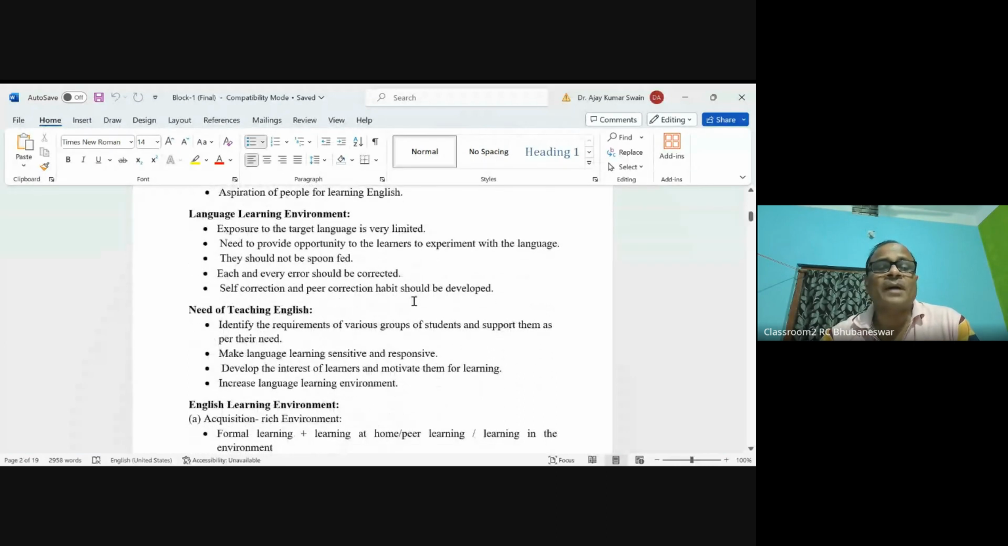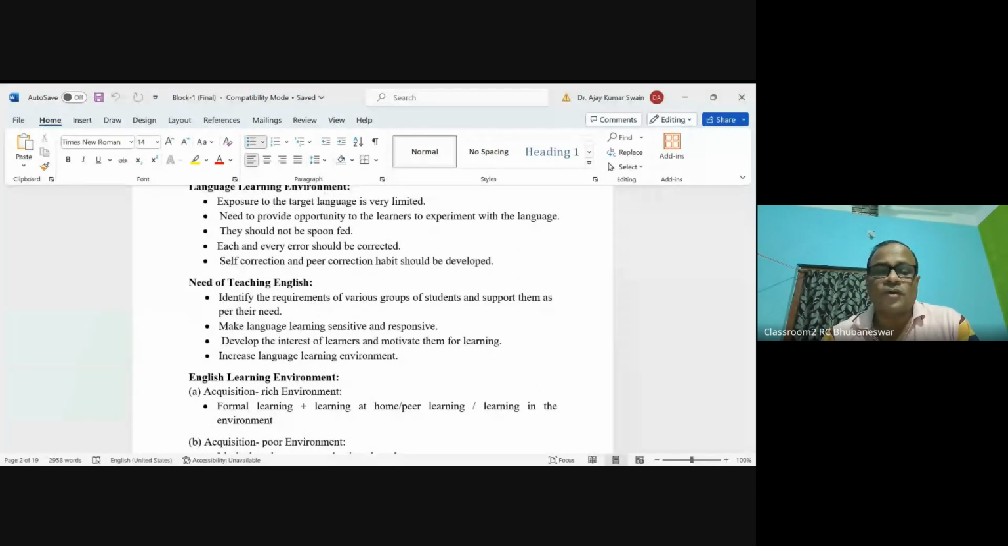Language learning environment. What is the language learning environment? You see, exposure to the target language is very limited. Target language means the English language. In our Odisha, in our state, you have experience because we all are from a government school background. Yes or no?